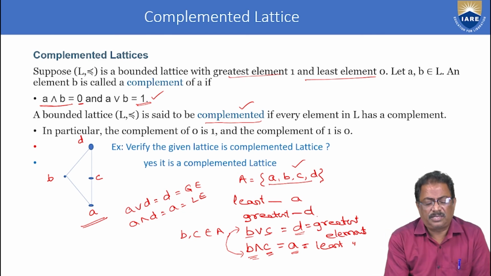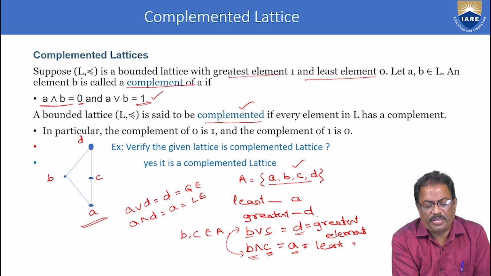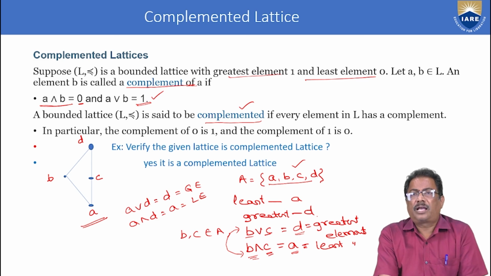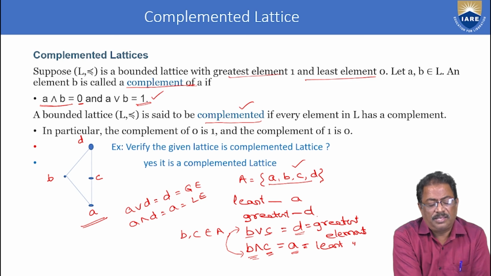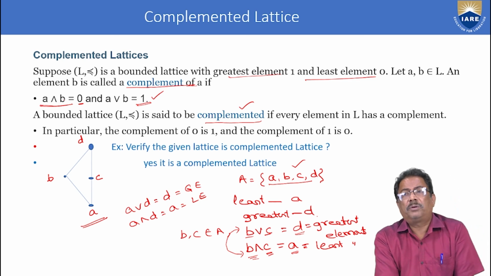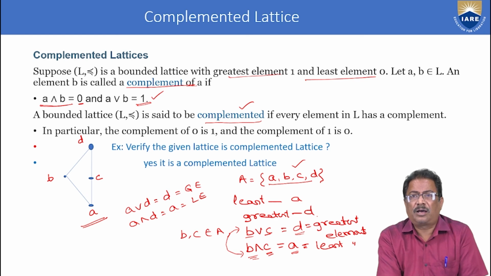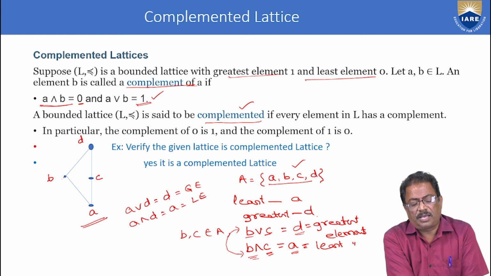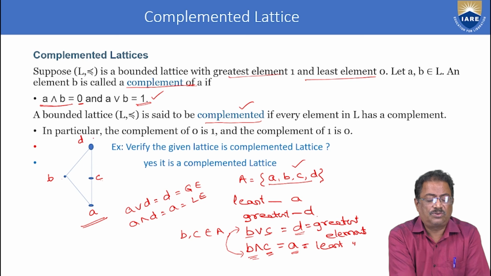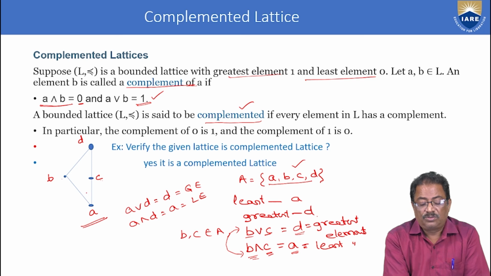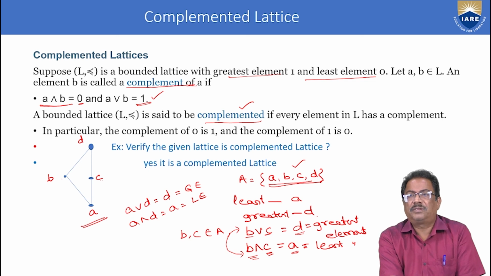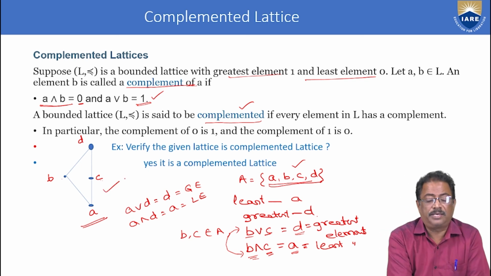An element B is called a complement of A. Whenever the greatest lower bound and the least upper bound are equal to the minimum and maximum values, then we say that they are complements of each other. So here also, B's complement is C, C's complement is B. And here also A, D: A's complement is D, D's complement is A. So for each and every element, complements exist. So we can say that it is a complemented lattice.